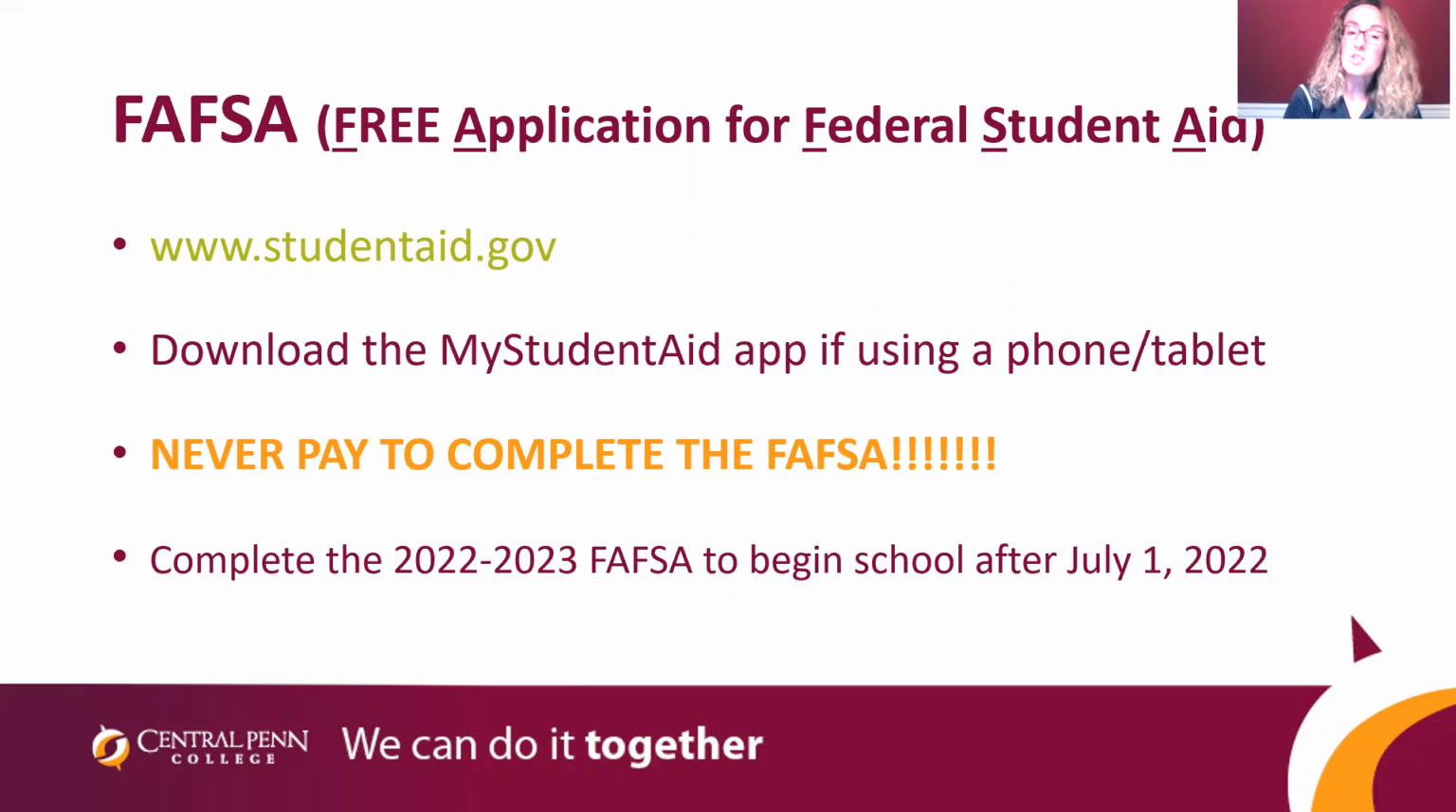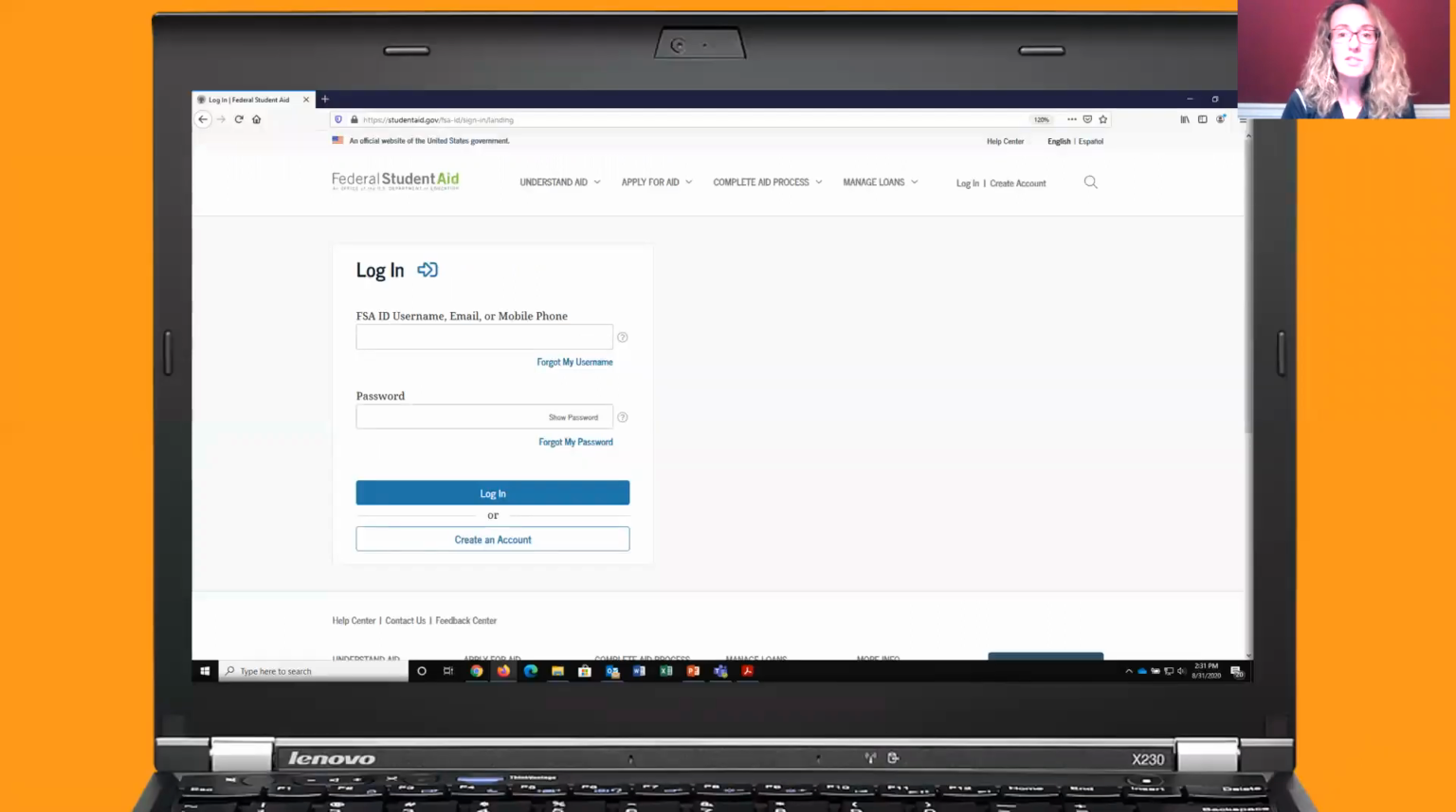You are going to be completing the 22-23 FAFSA because your students are going to be starting college after July 1st of 2022. So this is just an idea of what it looks like. So when you log in, you'll click on create an account when you're creating your FSA ID and password. And then when you have your FSA ID and password, you will enter them here and hit login to start the process.